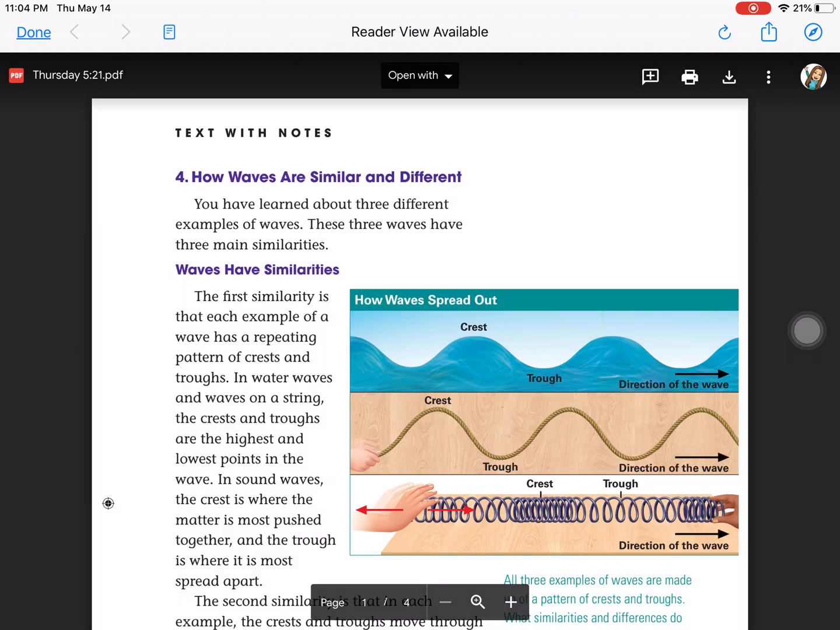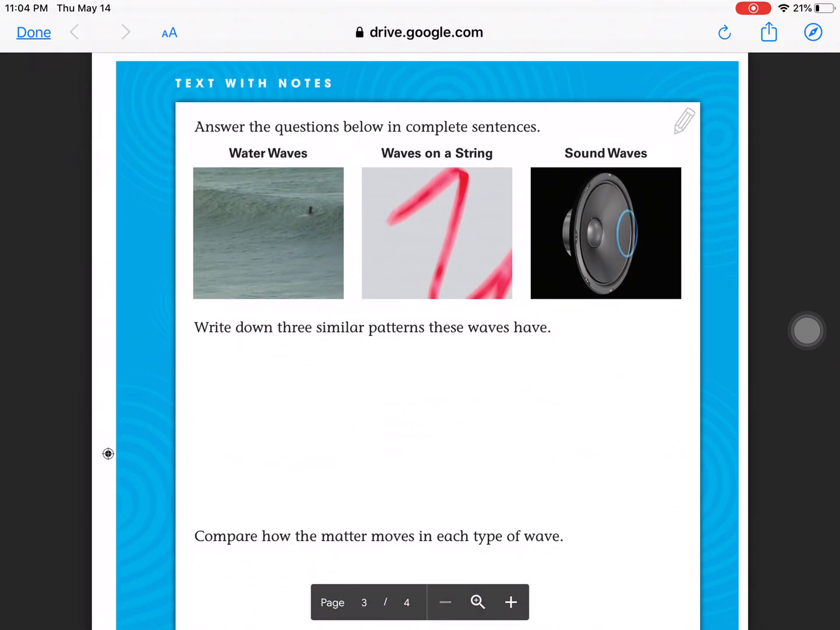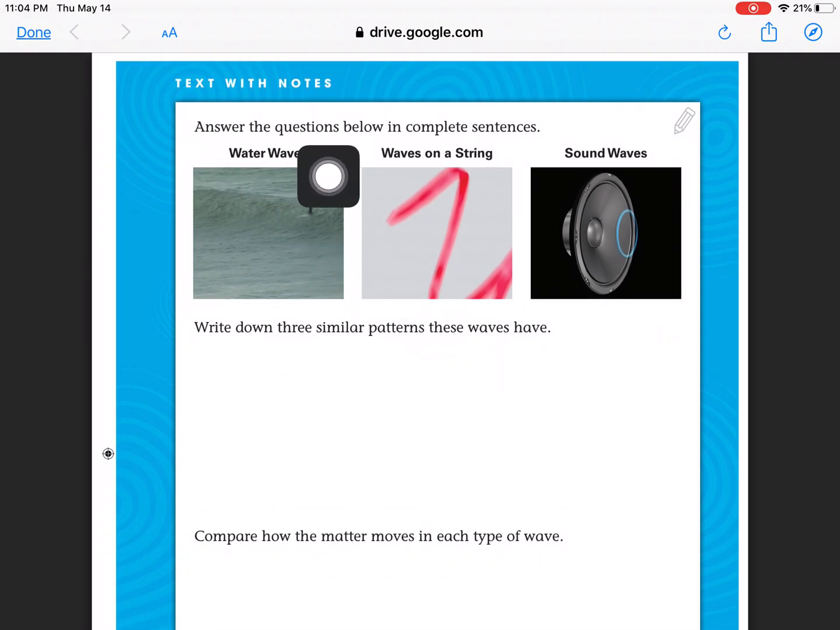All right, there it goes. So let's go down. We'll read it in just a second. Here is your writing assignment. Your writing assignment is to answer the questions below in complete sentences. So remember, we're looking at the similarities and differences between water waves, waves on a string, and sound waves. So you can look back into the text.